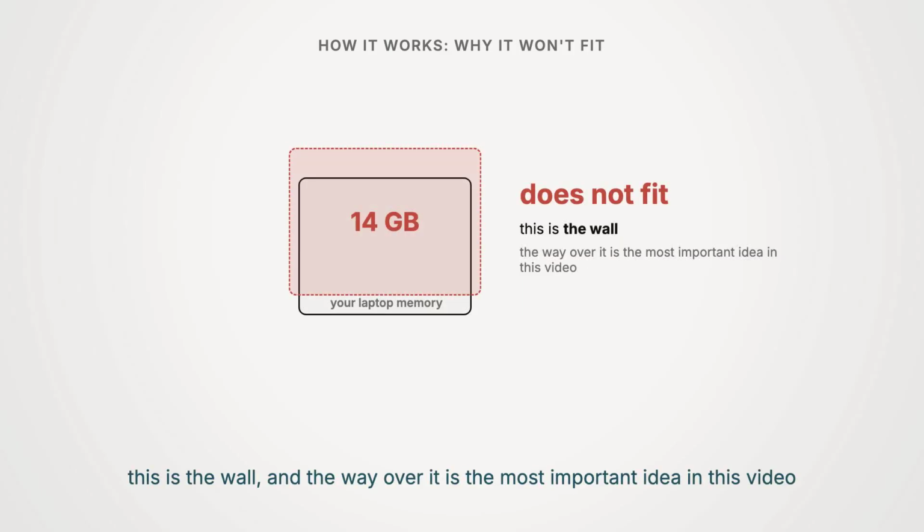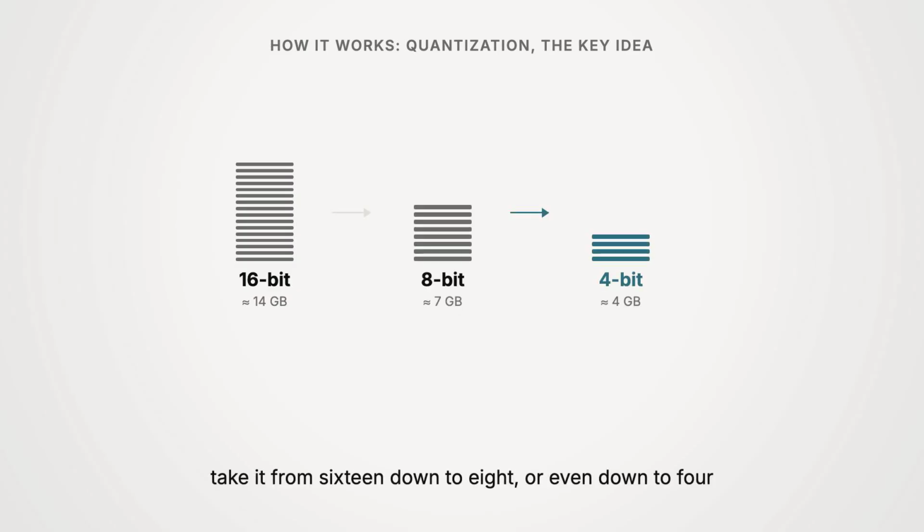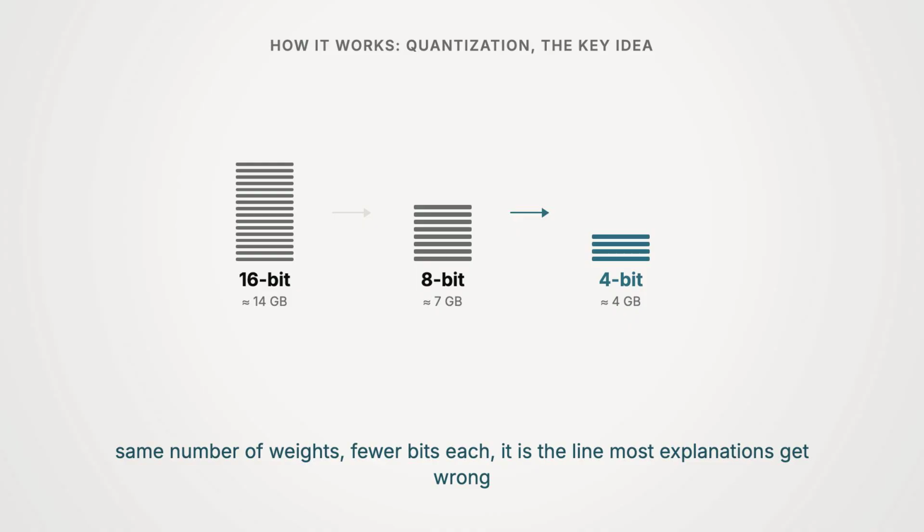This is the wall, and the way over it is the most important idea in this video. The idea is called quantization, and it is beautifully simple. If each weight costs 16 bits, what if you stored each one in fewer bits? Take it from 16 down to 8, or even down to 4. At 4 bits, that same 7 billion weight model drops from about 14 gigabytes to roughly 4. Suddenly it fits in an ordinary laptop.